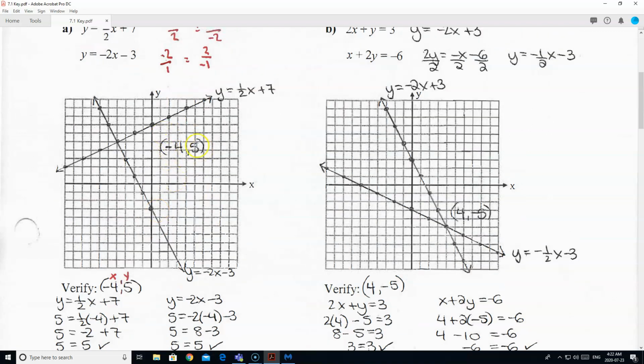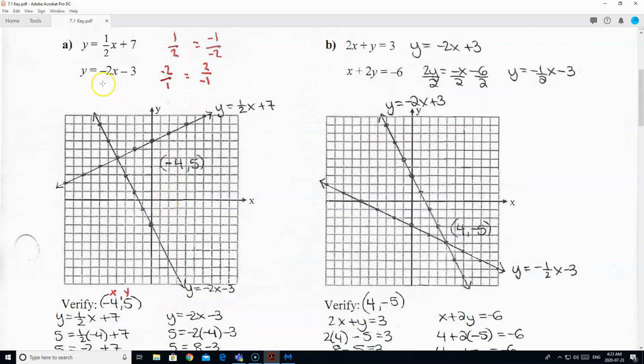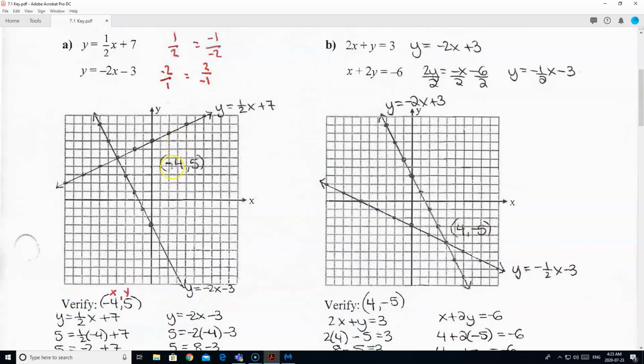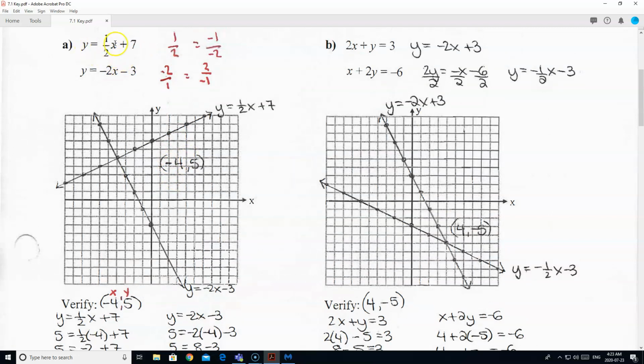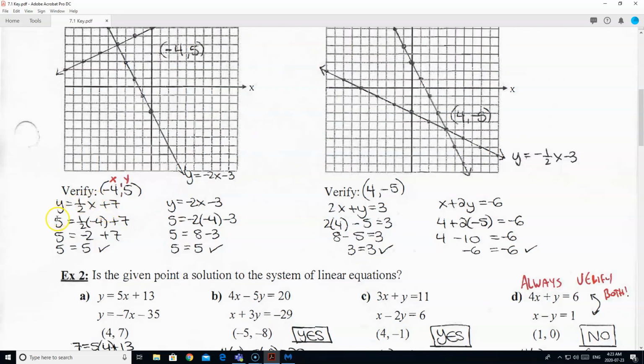Once you do that, you can also verify your solution just to make sure you're correct. To verify it, you take this x and y point and plug it back into the original equations. You have to do it for both. For the first one, plug in -4 for x and 5 for y. That's what they're doing here, plugging into the equations, and as long as the left side equals the right side, that means it's verified.